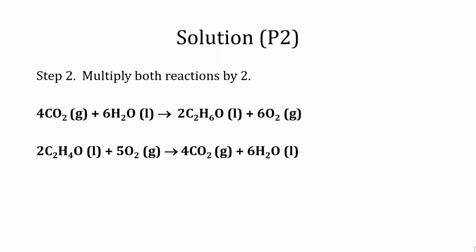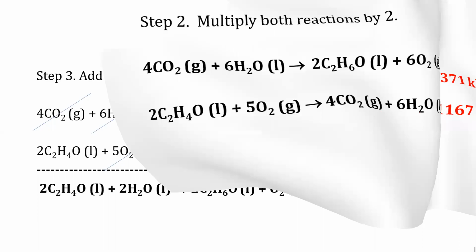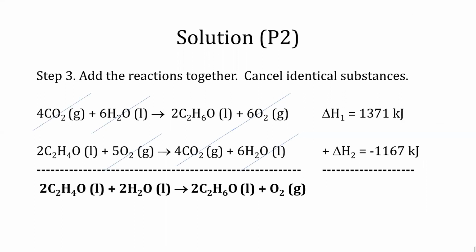Step 2. Multiply both reactions by 2. If one performs this, reaction 1 will be 1371 kJ, and reaction 2 will be negative 1167 kJ. Step 3. Add the reactions together, cancel identical substances. After canceling all like substances, delta H overall is 204 kJ.